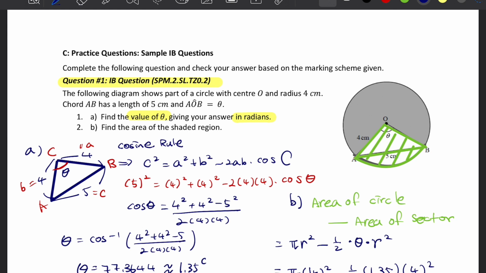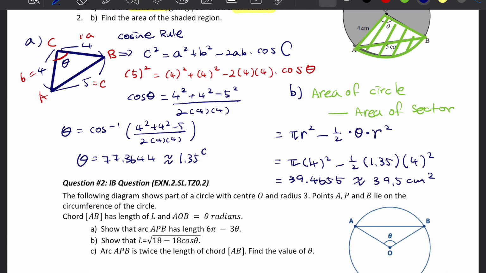So using your GDC, you can find that the shaded region of the circle is equal to 39.4655. So it's approximately equal to 39.5 centimeter cube. Then next question.